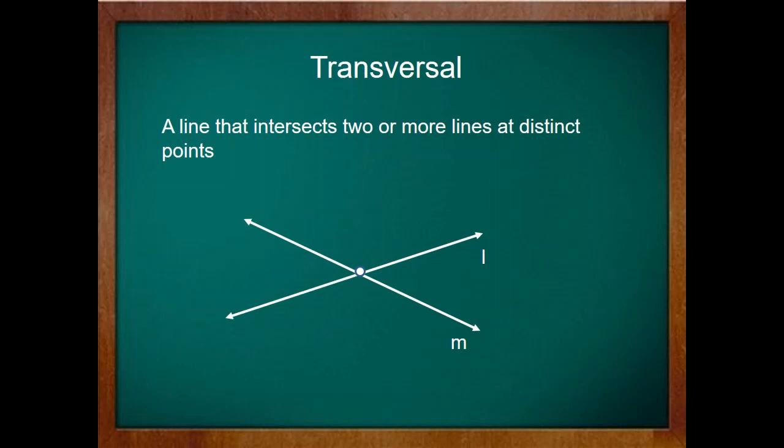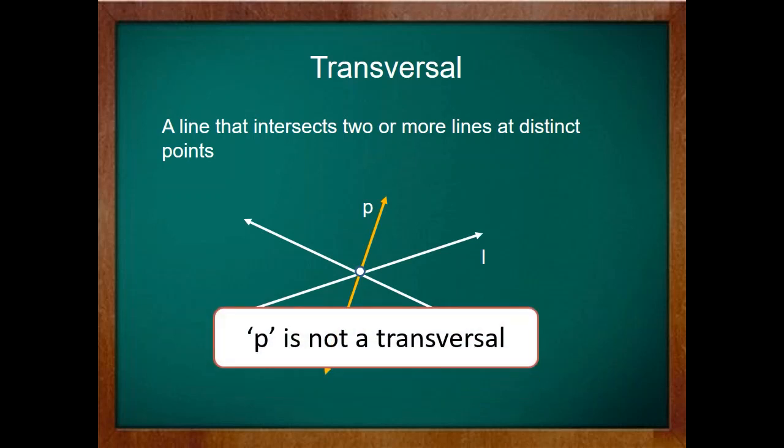Let's take a look at another example. In this case, L and M are already intersecting at a point, and if line P intersects lines L and M at the same point, then P is not a transversal, because P is not intersecting L and M at two distinct points.